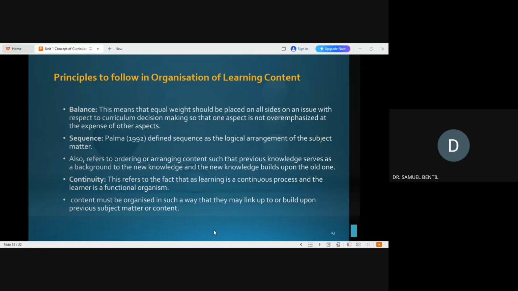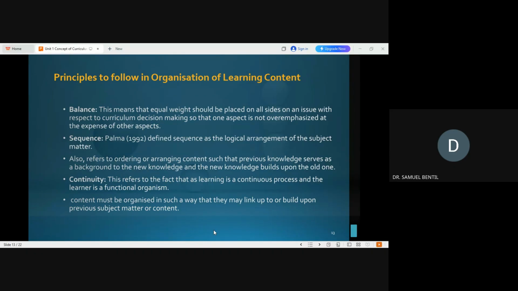Then we have the continuity principle also there, which tells you that whatever the learner learns, the learner is a functional organism. And since life is a continuous process, learning must also be seen as a continuous process. So there shouldn't be any disconnect with the content organization. It should be a continuous learning.